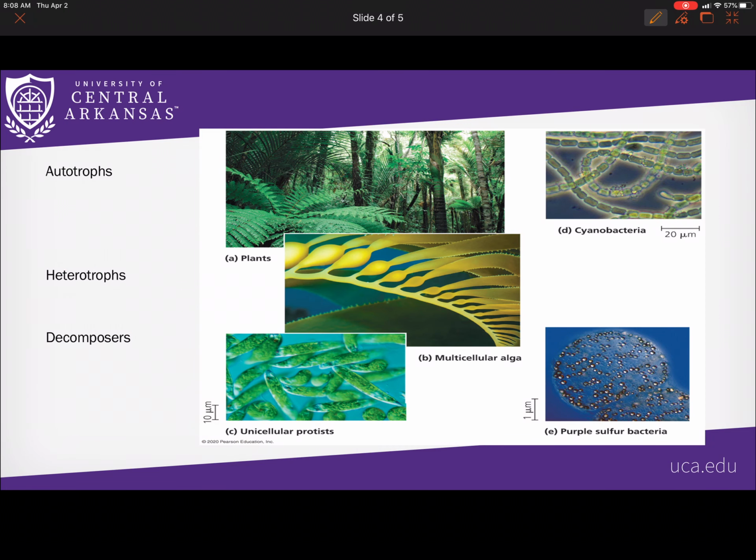Here are some of the examples of organisms which can actually do photosynthesis. There are a variety of them: cyanobacteria, multicellular algae, unicellular protists, sulfur bacteria, and plants. We are going to concentrate on plants because they are our major source of food. Now, organisms which can synthesize food through photosynthesis are called autotrophs or self-feeders.